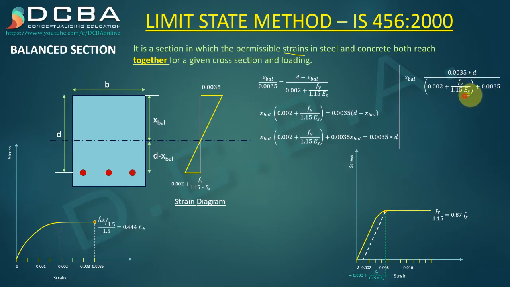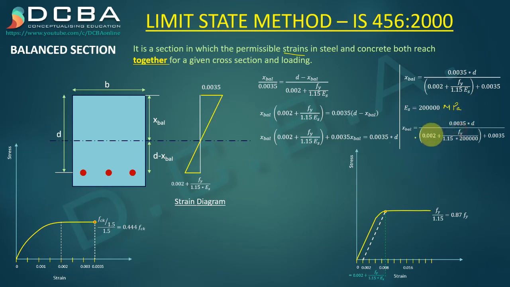Now ES we can substitute. ES is nothing but the modulus of elasticity of steel, so ES is 2 into 10 raised to 5 megapascals, correct? If I put this value here, I get this equation. Now in this entire equation you see the only thing which is dependent on material is Fy. There is no concrete in this. Nowhere is FCK involved, only Fy is involved.